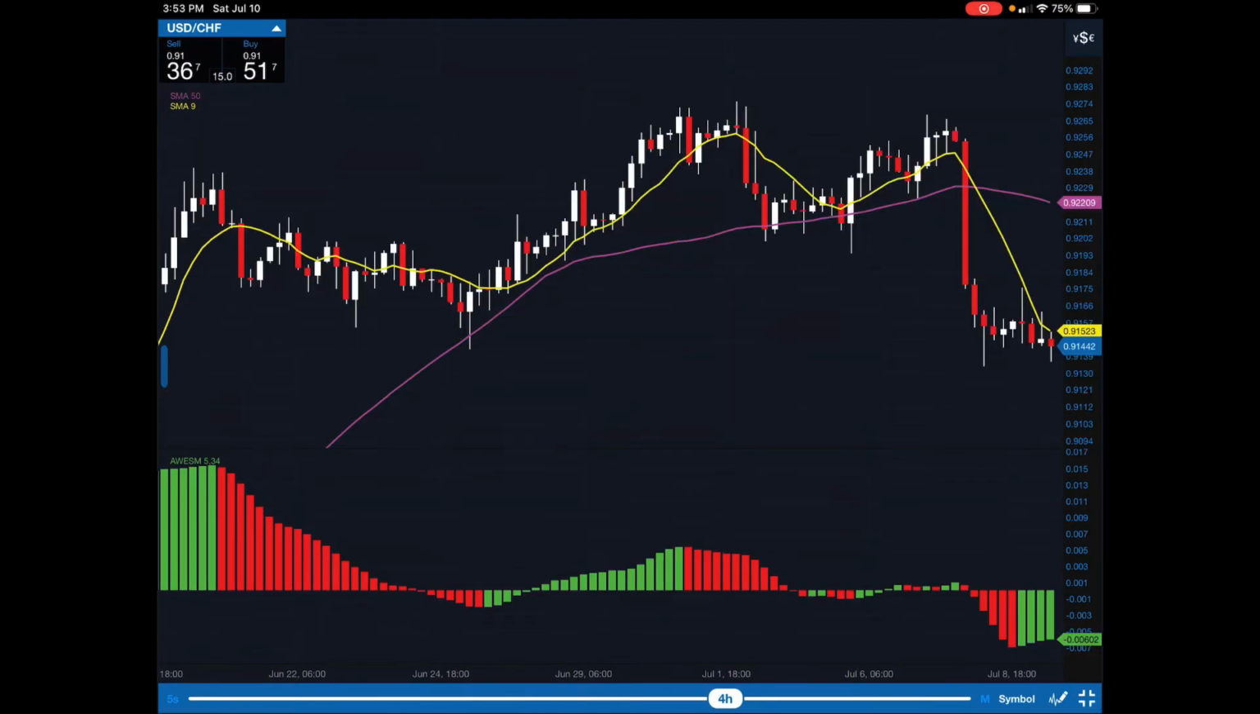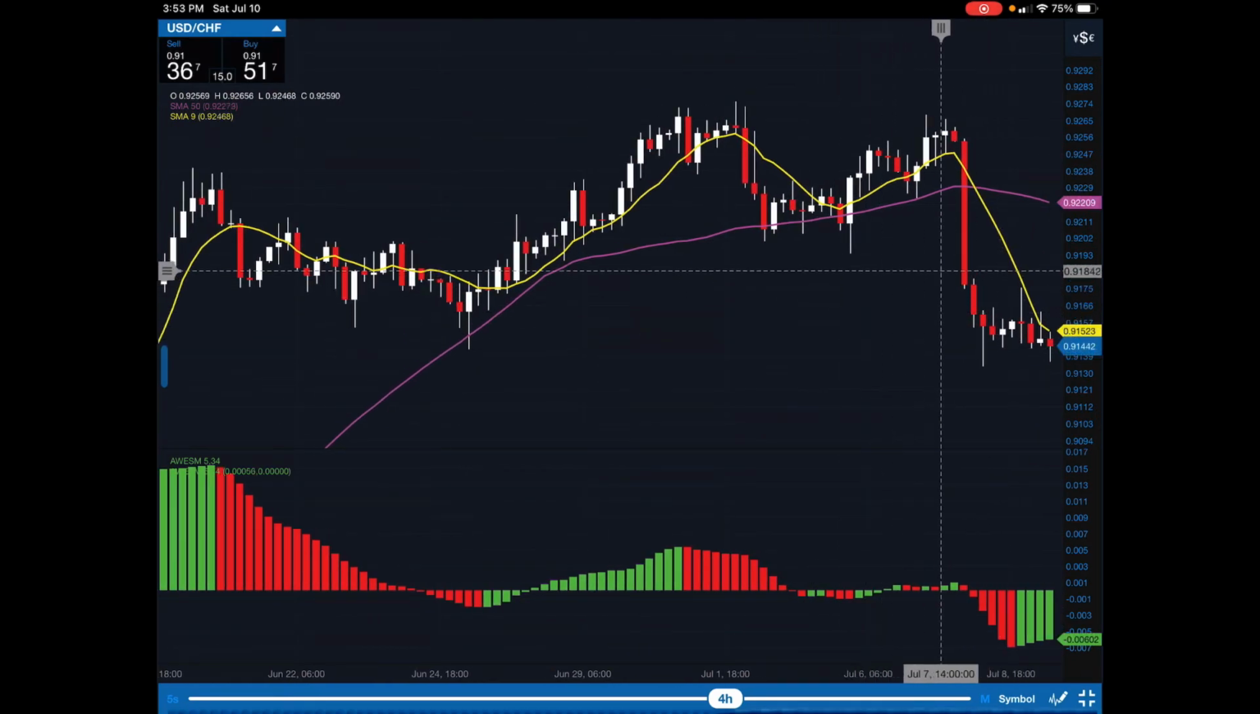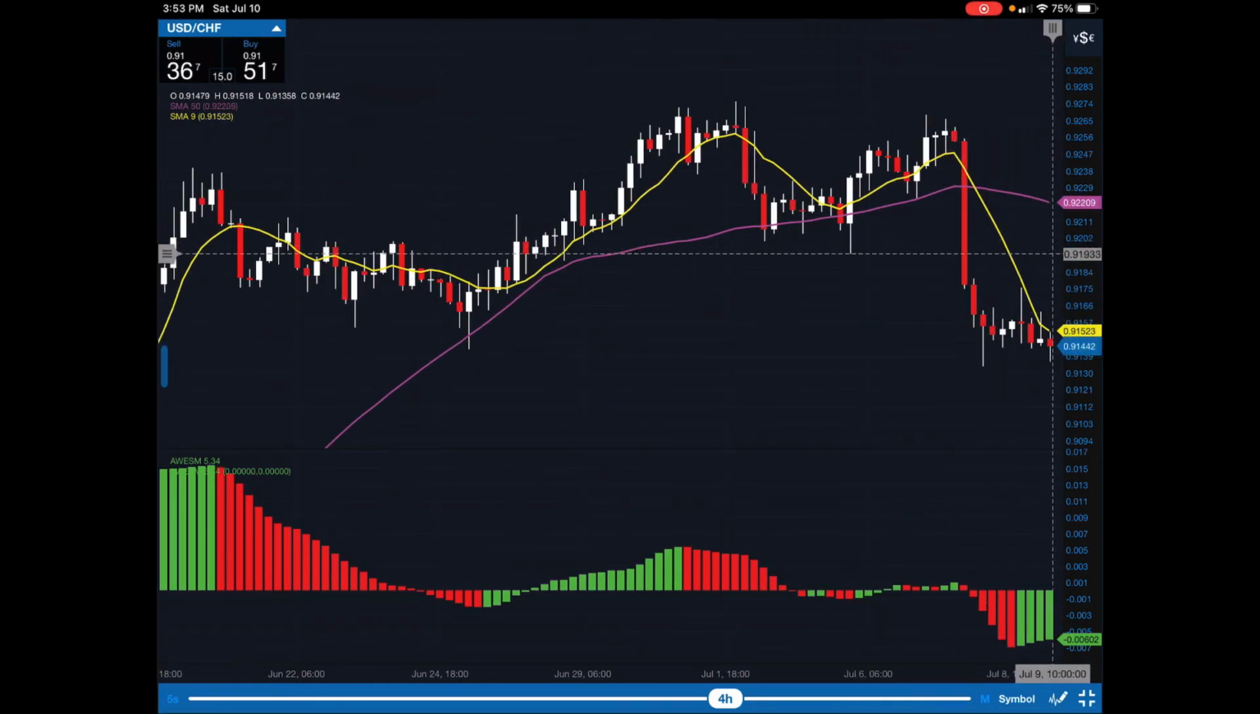Do we have any setups on the 4-hourly? Yes, I think we do. If the pair could rally up to this level here, 0.9200, then I will look for an opportunity to go short. I think we have an opportunity to go short around 0.9200 on the US dollar Swiss.